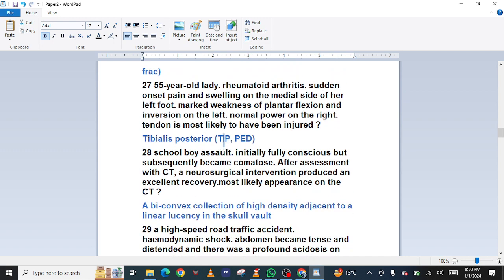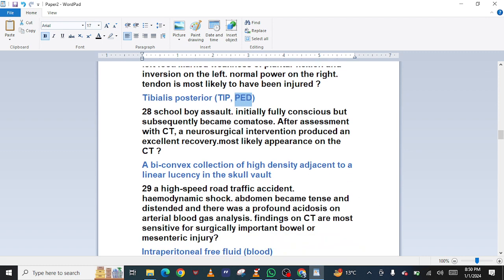Tibialis posterior: plantar flexion and inversion of the left foot. Weakness of plantar flexion and inversion. Tibialis posterior causes inversion and plantar flexion. Peroneus muscles cause eversion and dorsiflexion.